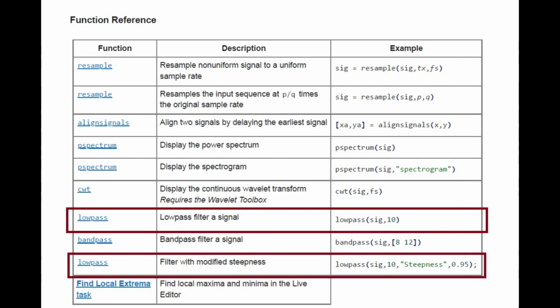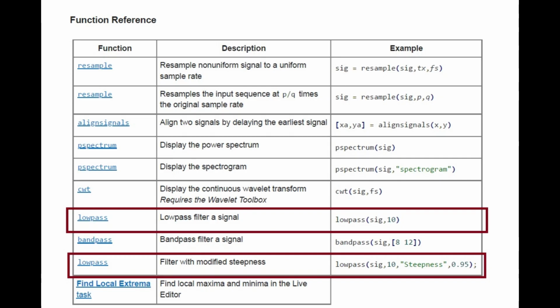5. Low-pass filter. Applies a low-pass filter to the signal. Example: lowpass(sig, 10). Explanation: this filters out high-frequency components above 10 Hz, leaving only the lower frequencies in the signal.